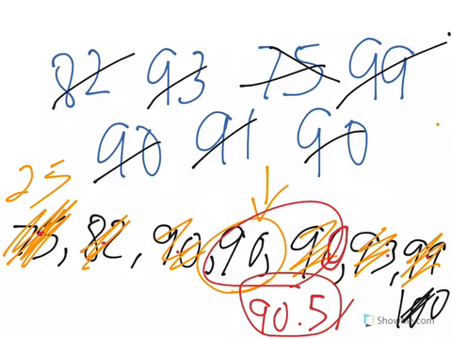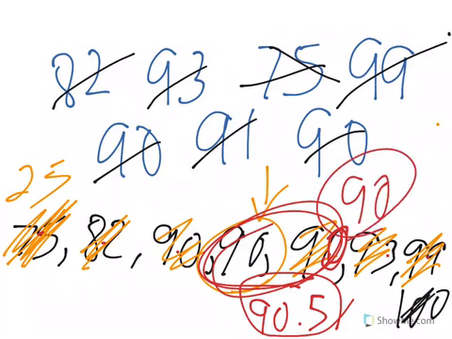If these two numbers were both 90, and we were going to meet in the middle, you can't meet in the middle of two numbers that are both 90. Your median would just still be 90.